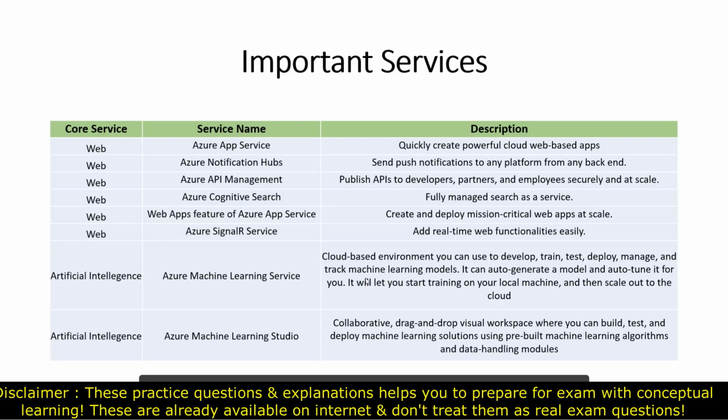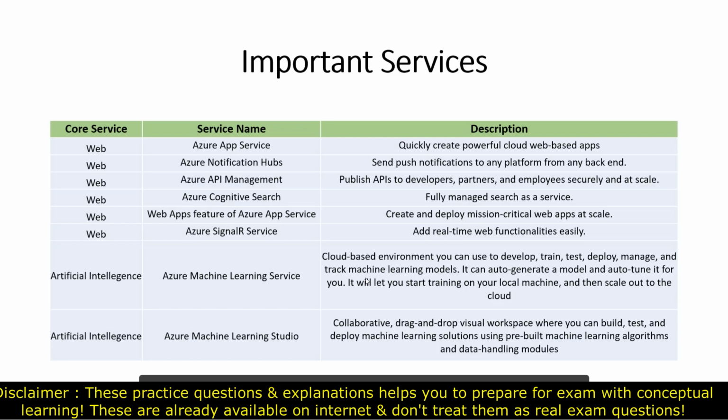After those services, we have a few more, like web services. In the web services, we have Azure App Service, Azure Notification Hubs, Azure API Management, Cognitive Search, the Web Apps feature of Azure App Service, and SignalR Service. Notification Hubs is used for sending notifications to any platform. Then we have Cognitive Search, a fully managed search as a service. Then we have Azure App Service, to quickly create powerful cloud-based applications.